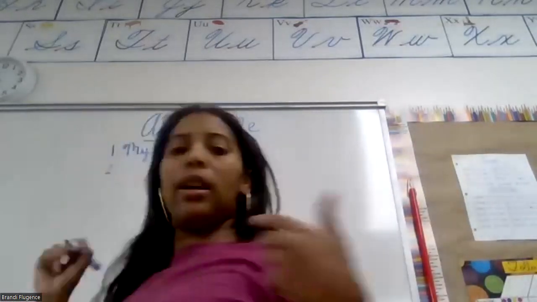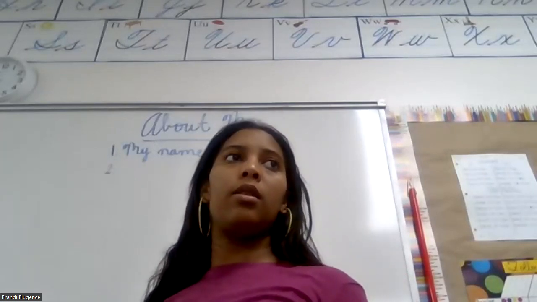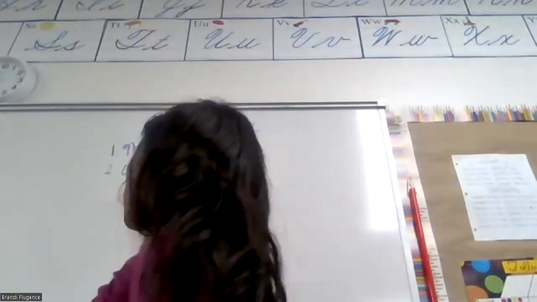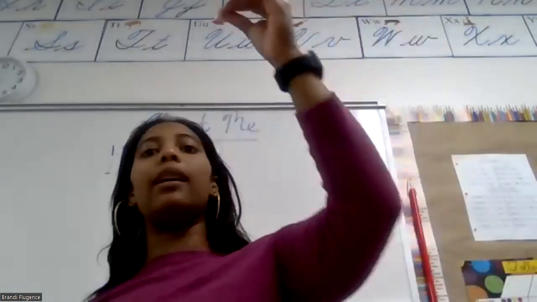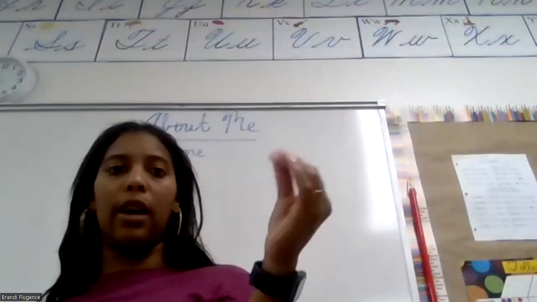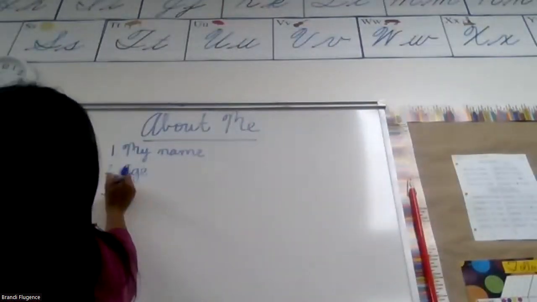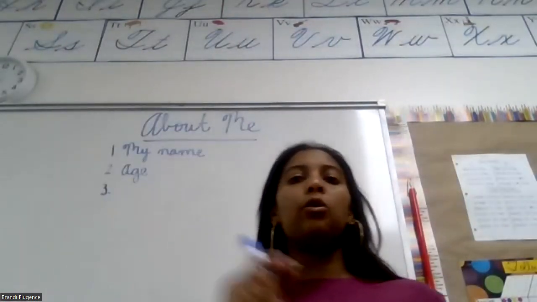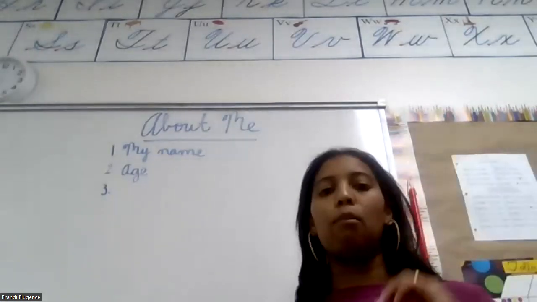Okay. After we say our name, what's another thing we can tell someone about ourselves? Our age. We can tell them our age. Now, would I just put six or seven? No. I will put I am 6 years old, or seven. Well, y'all should be seven. 7 years old. Okay, so your name, your age. What's another important fact you would tell someone when telling them the basics about yourself?